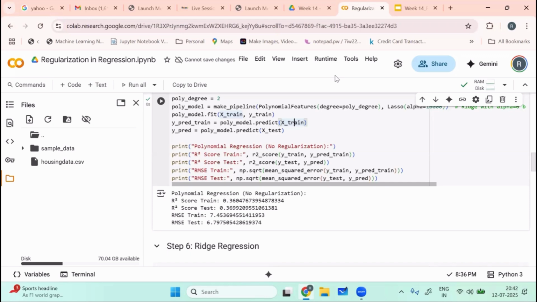Please take classification separate and regression separate. R square is nothing else but a model fitness test. If more than 60%, I'm happy. There is no benchmark.